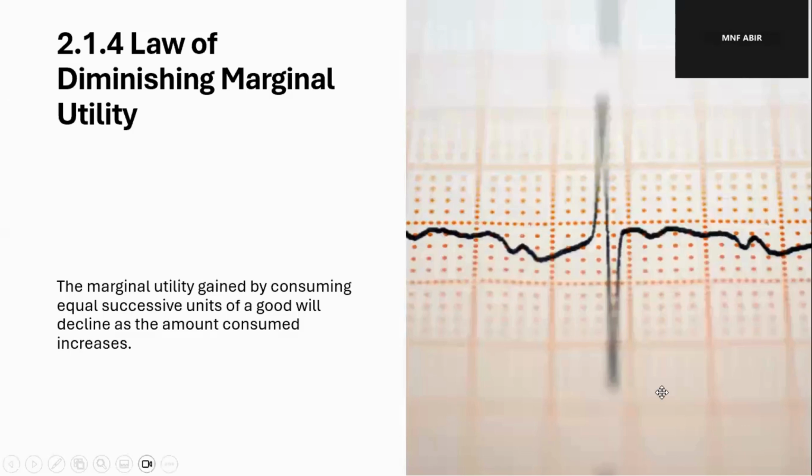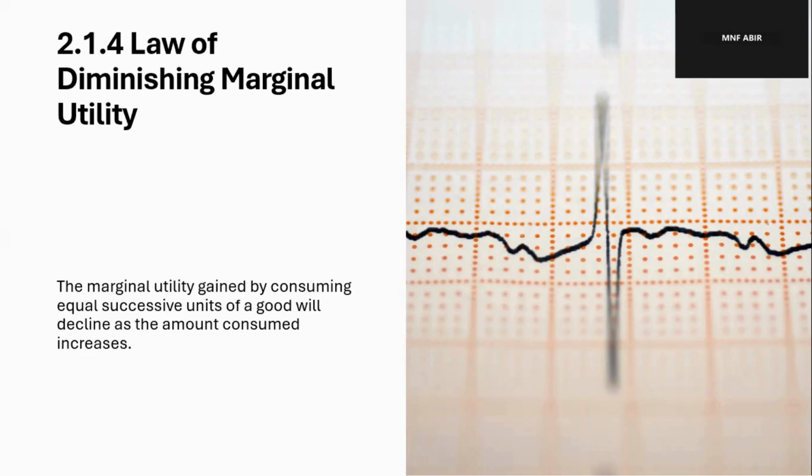Moving on to our last topic, the law of diminishing marginal utility. One of the most important principles in economics is the law of diminishing marginal utility. It states that as a consumer consumes more and more units of a good, the additional satisfaction from each unit will decrease. Let me give a simple example.